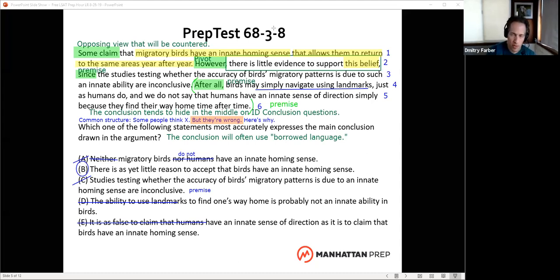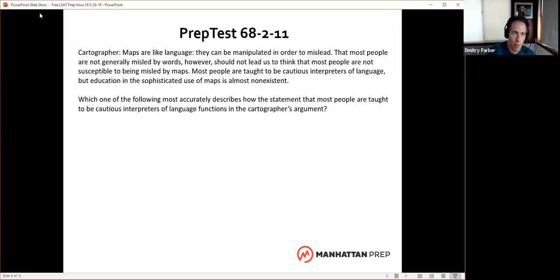So one thing that's tricky, not everyone does this, but I think it's very important to read the question first so you know what you're talking about. However, on a determine the function type question, sometimes the question is kind of hard to read. Look, if you haven't read this, how confusing this can get. Which one of the following most accurately describes how the statement that most people are taught to be cautious observers of language functions in the cartographer language? What?